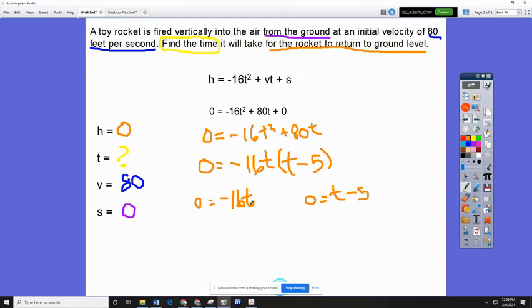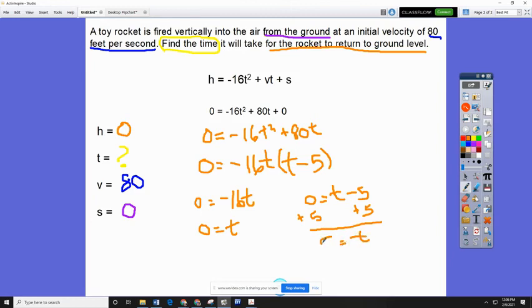So in one case, right off the bat, I know that this becomes 0 simply if t is equal to 0, because 0 times negative 16 gives me 0. So we know that t has to be equal to 0. And then I can also add 5 to both sides on this side. I'm going to try this one out, plus 5 and plus 5. And I find out that in this case, t is equal to 5.